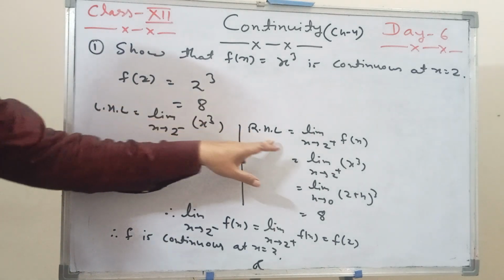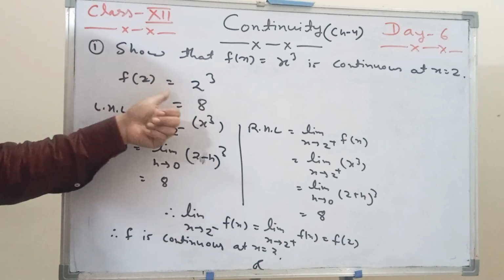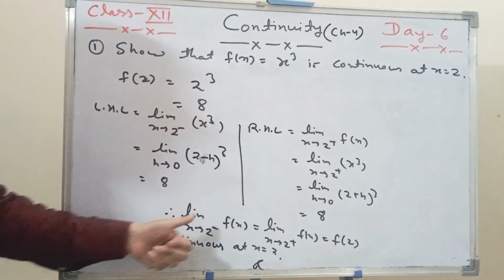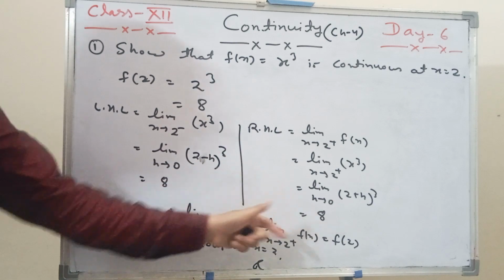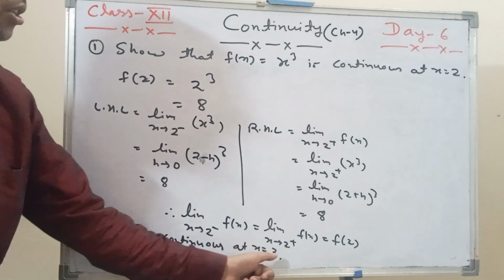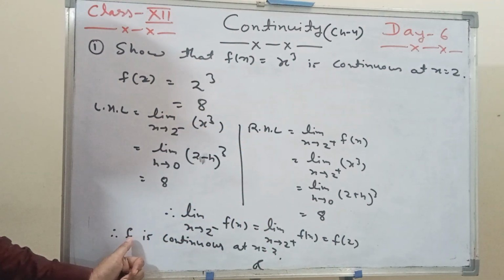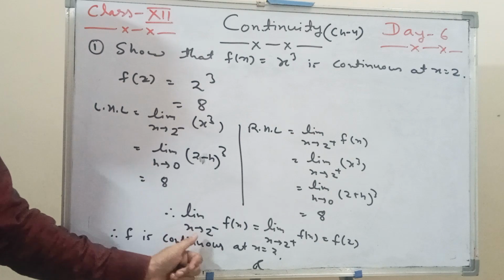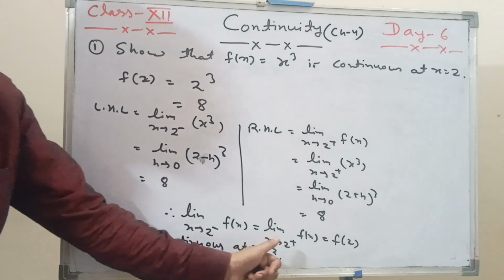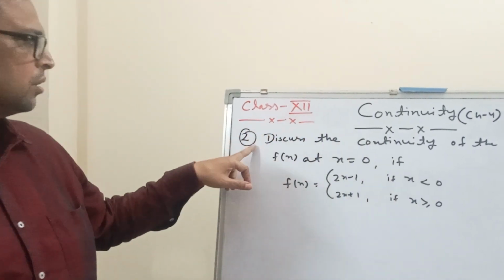If both are equal, then only we can find the f(2). If f(2) is also equal, then directly we can say that if all three are equal, then only we can write here the f is continuous at x equals to 2. If anyone is not equal, then directly we write here f is, therefore f is discontinuous at x equals to 2. Okay.